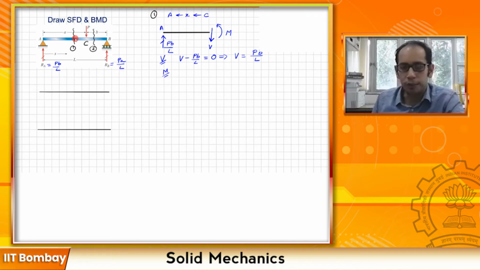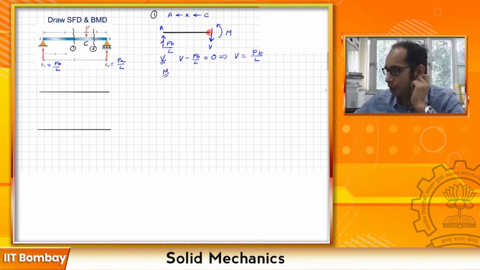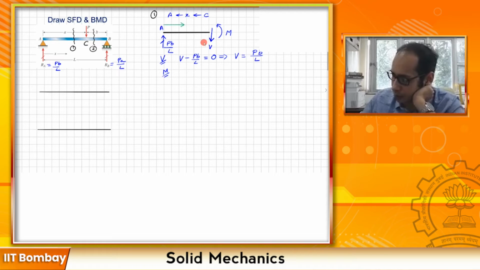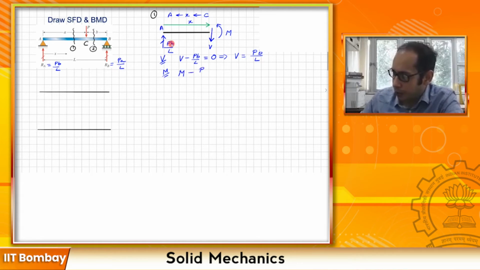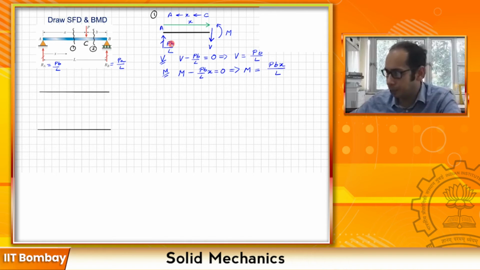Second, the expression for moment. If I take the moment of the forces about here, remember this distance is x, because x is between A and C. So let's mark that as well. This is my x over here. If I take the moment of the forces about this particular point, I have M minus the moment due to this force, PB by L times x, equals 0. That gives you your bending moment as PBx divided by L. Now this force will not have a moment because I'm taking the moment at that point. So this is for section 1, from A to C.